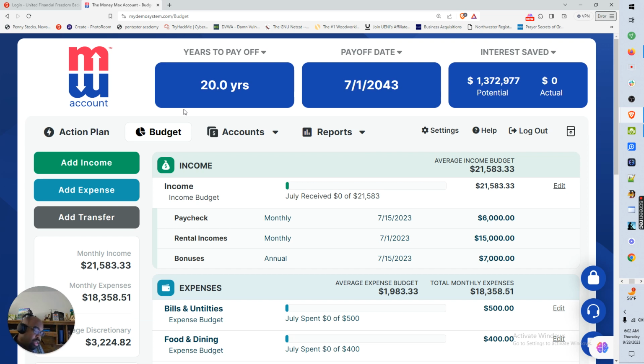So people are paying off their mortgages, just one mortgage in 30 years. These people are able to pay off 10 mortgages and a Visa card in under 30 years, 20 years. Do you see how powerful it is? Are you seeing that?